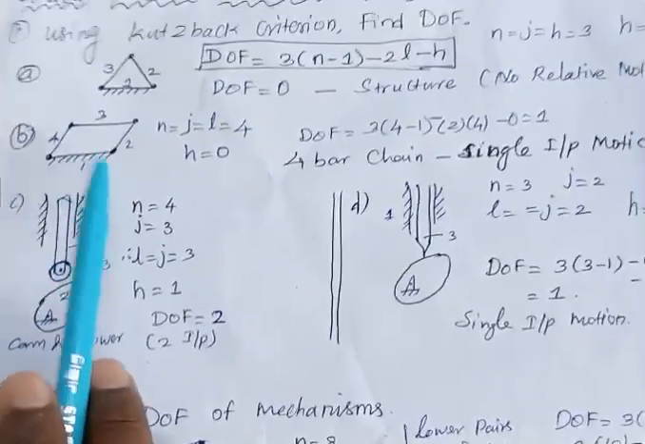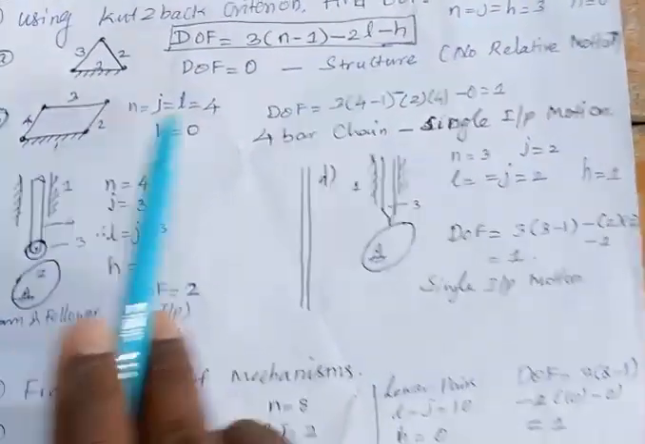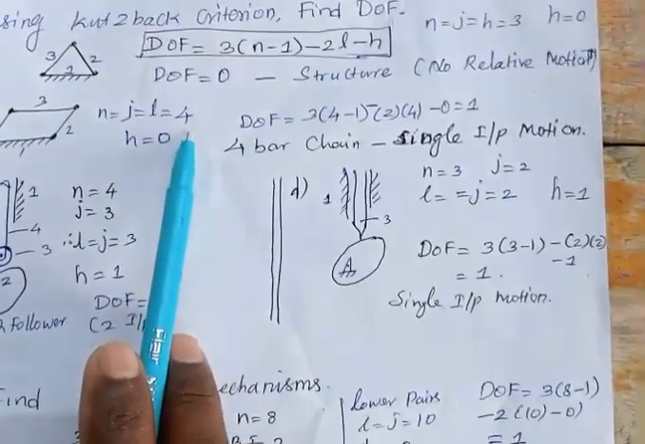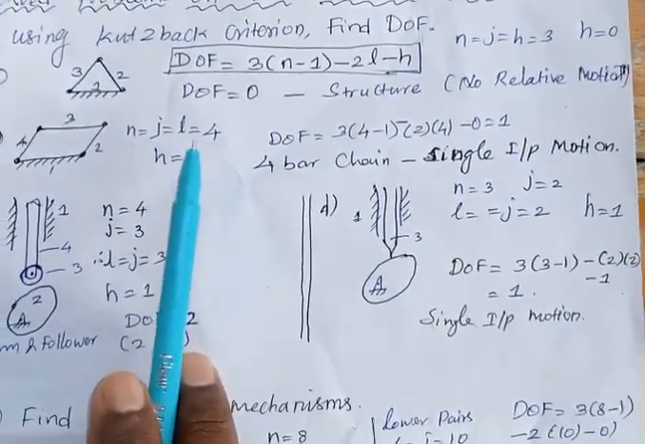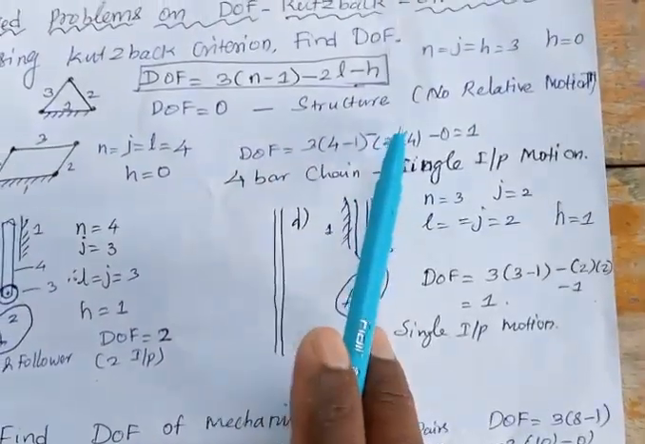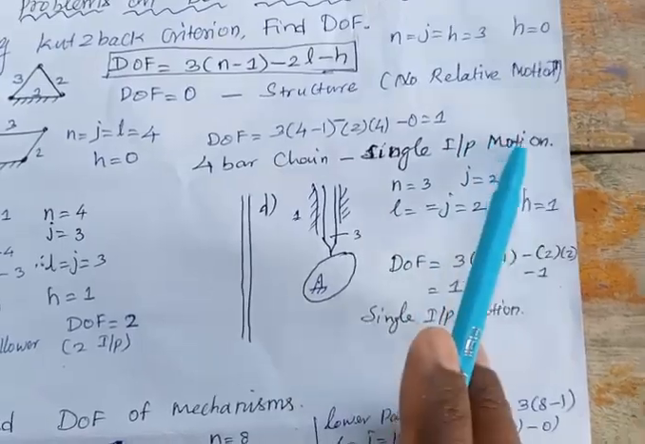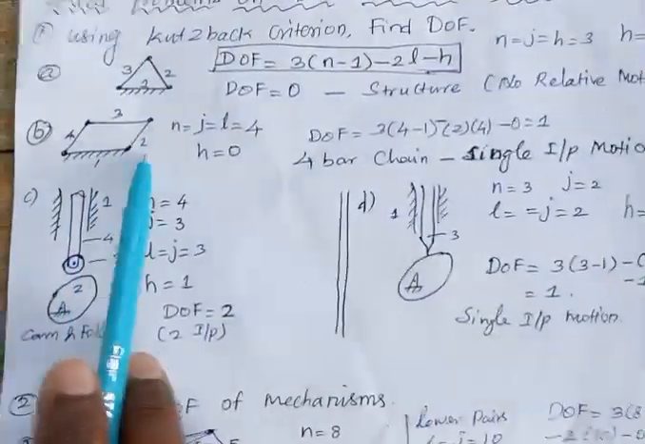Next, this is called a 4-bar mechanism. We apply n = l = j = 4 and there is no higher pair. A higher pair means a point of contact. So degrees of freedom equals 1. So a 4-bar chain has a single input motion for this problem.